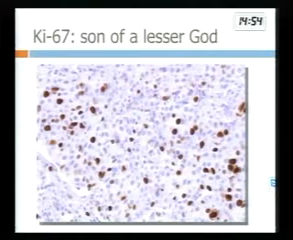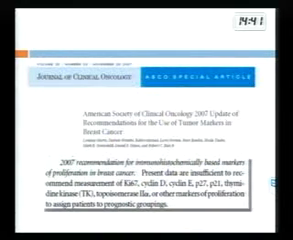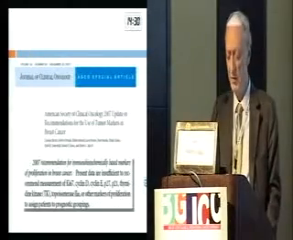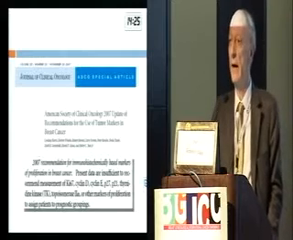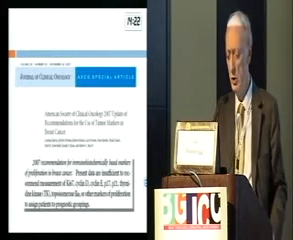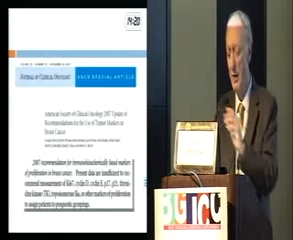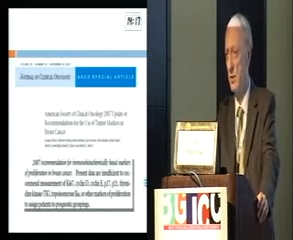So, what about Ki67? I am pretty sympathetic with Ki67, but I think Ki67 as a marker is a son of a lesser god. And this is because, as you know, in the ASCO recommendation for the use of tumor markers in breast cancer since 2007, Ki67 and other markers of proliferation were considered not to be adequate to be used for prognostic subgrouping of breast cancer patients.